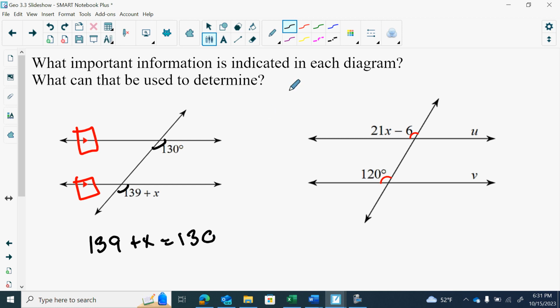But the difference, or what we learned today, is that we're not given that U and V are parallel on the right side. We're just given that these two angles are congruent. So if these two angles are congruent, I can use this to prove that line U and line V are parallel when I find the value of x that makes that true. In this case, again, the corresponding angles, so I could set this up as 21x minus 6 equals 120.